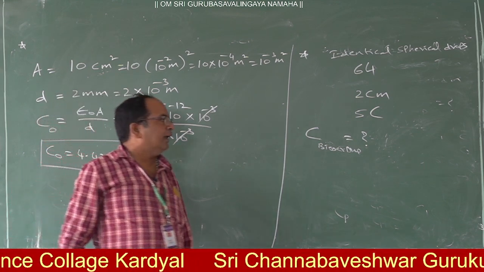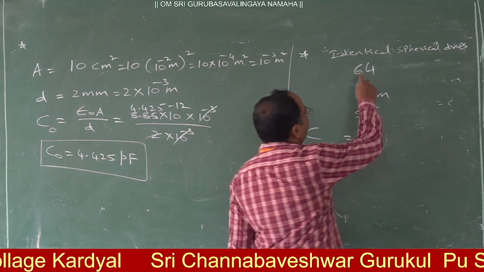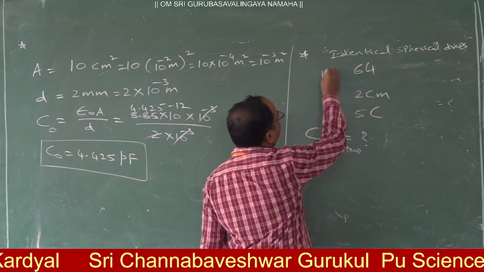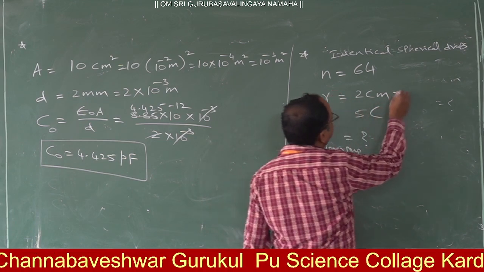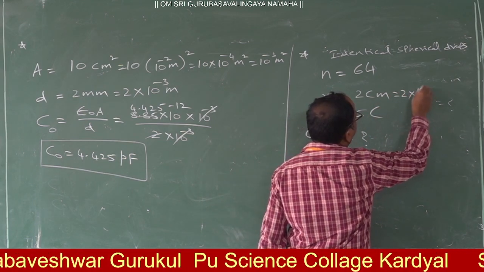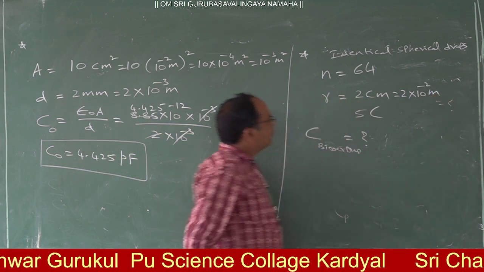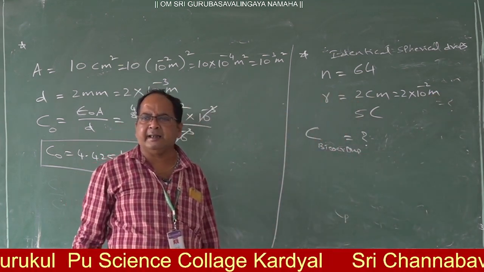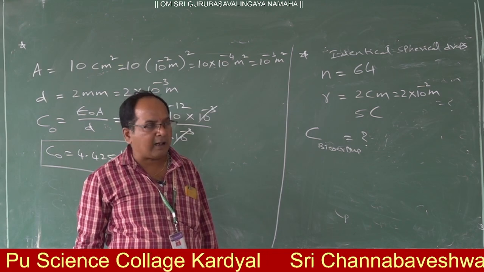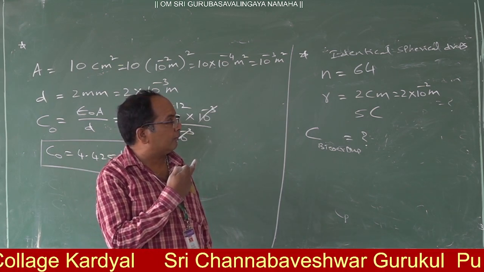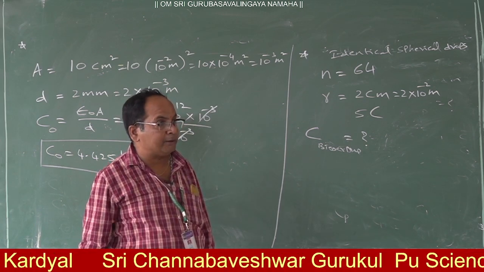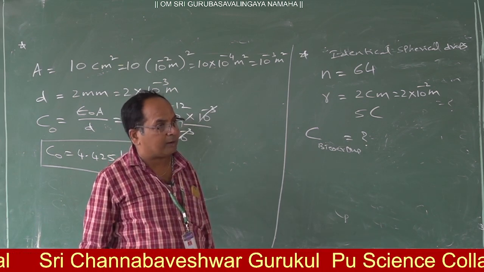C is equal, what is the formula? First, what is this 64? What is 2 centimeter? Radius. How do you write it? 2 into 10 power minus 2. Small r or capital R? Small r. Why? Small drop. Big drop means capital R, small drop means small r.